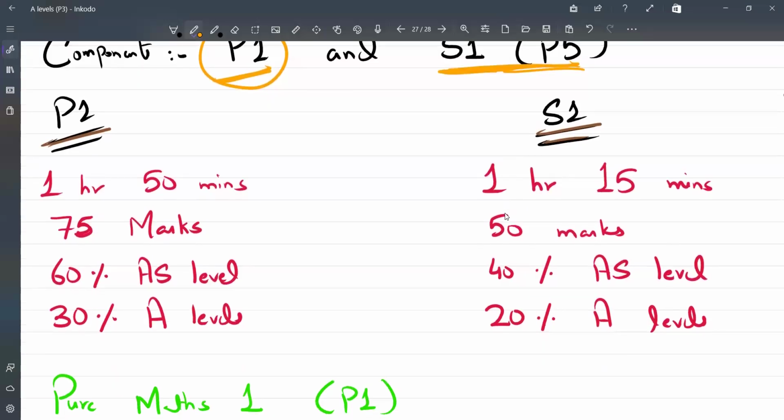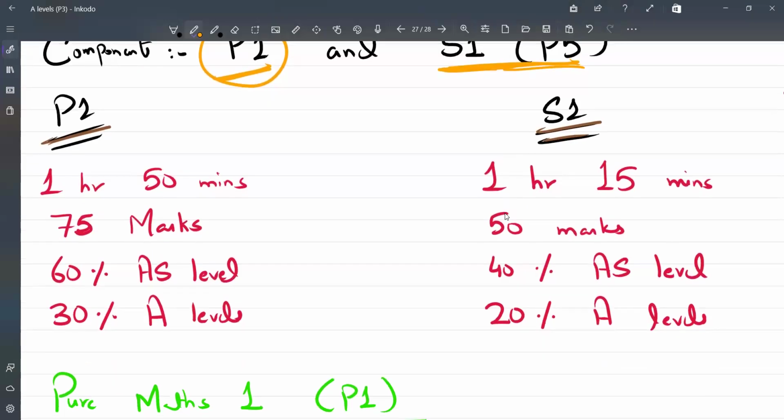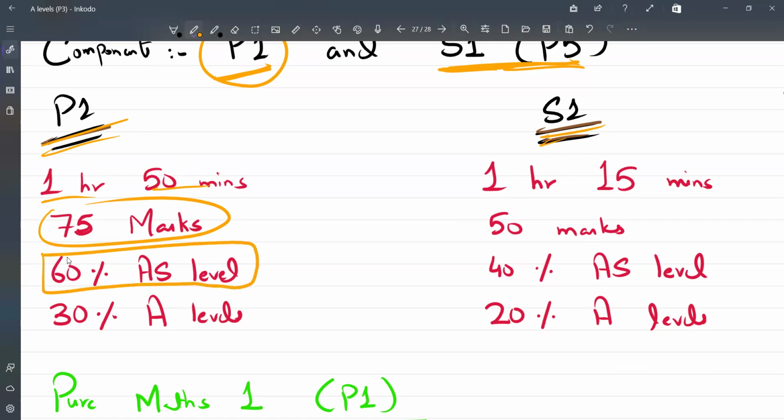So let's move on. There are two components that we do at AS level, P1, the compulsory one, and S1. Let's talk about P1 first. The P1 component is called the pure maths component, and it is 1 hour 50 minutes, consisting of 75 marks. This P1 component makes up 60% of your AS level grade, and obviously it then makes 30% of your A levels.